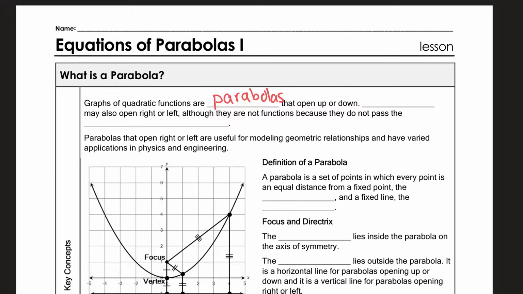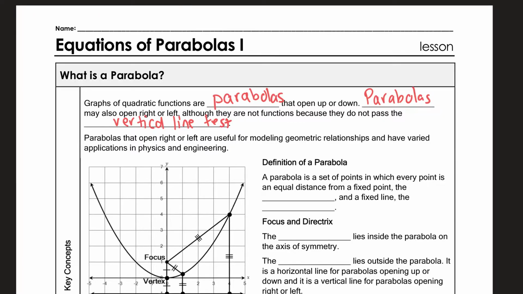that open up or down, parabolas may also open left or right, although they are not functions because they do not pass the vertical line test. Parabolas that open right or left are useful for modeling geometric relationships and have varied applications in physics and engineering.